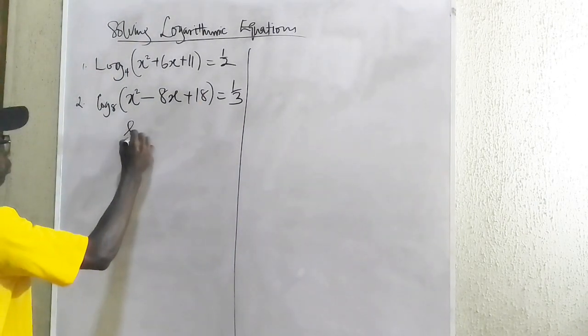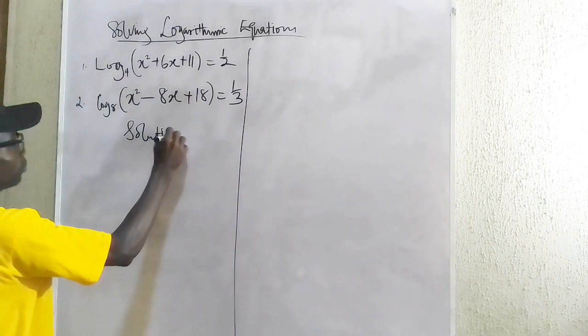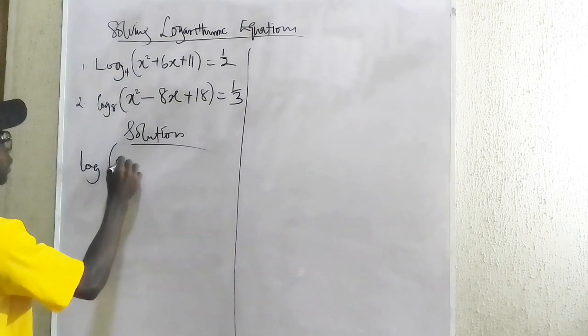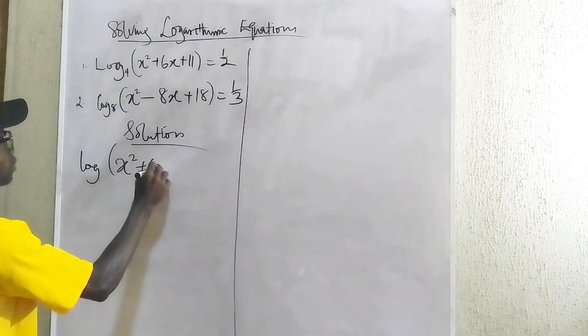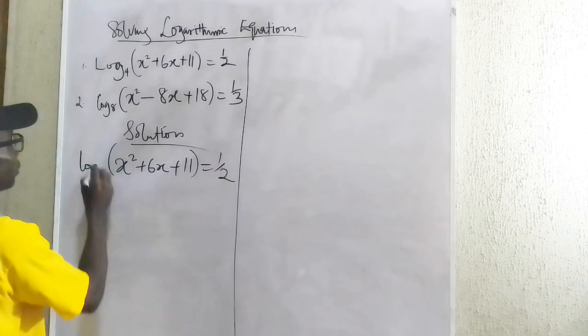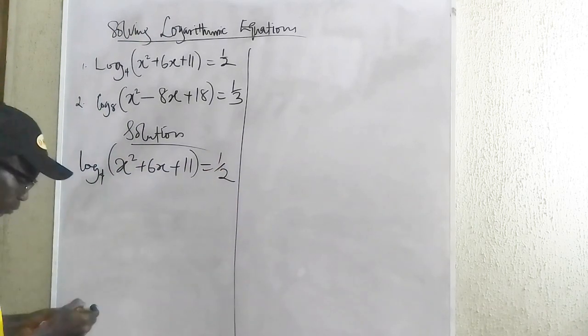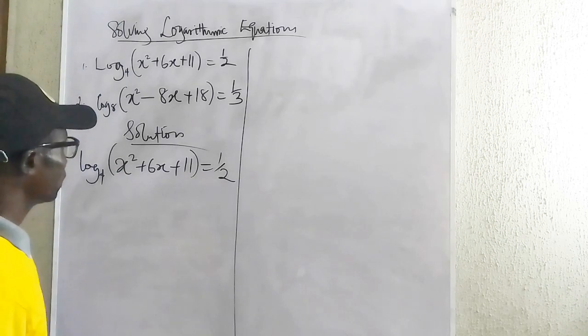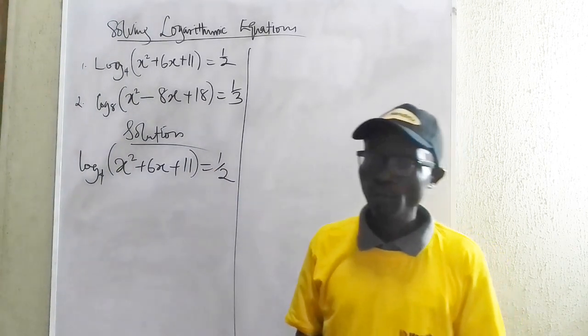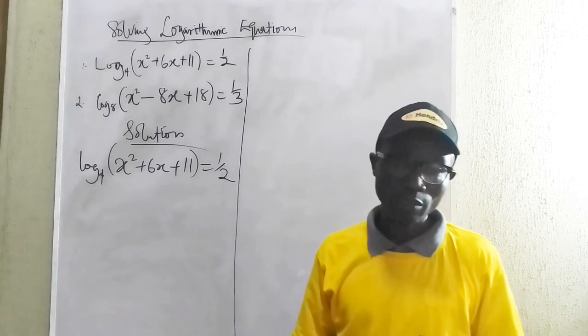Now, solution: we have log of x raised to the power of 2 plus 6x plus 11 is equal to half. When you have a question like this, remember the definition of logarithm.